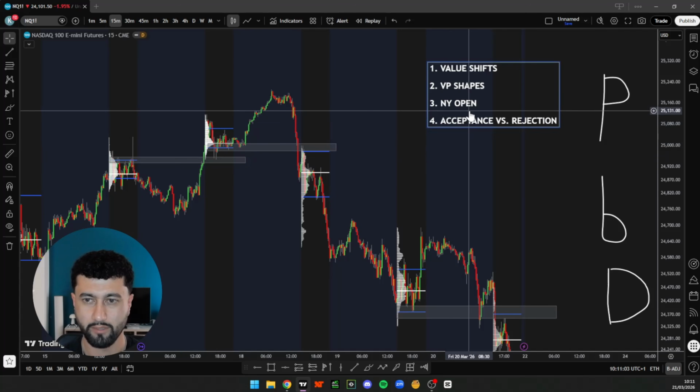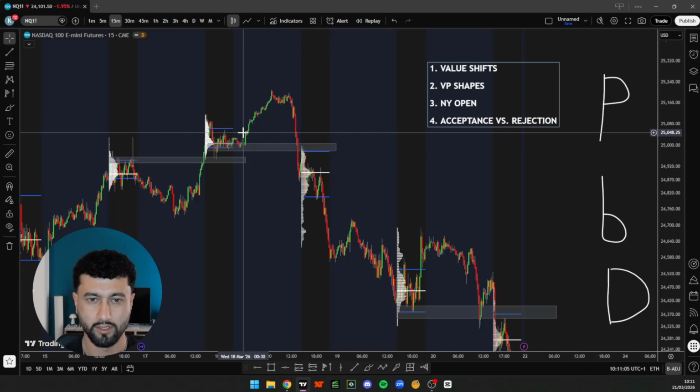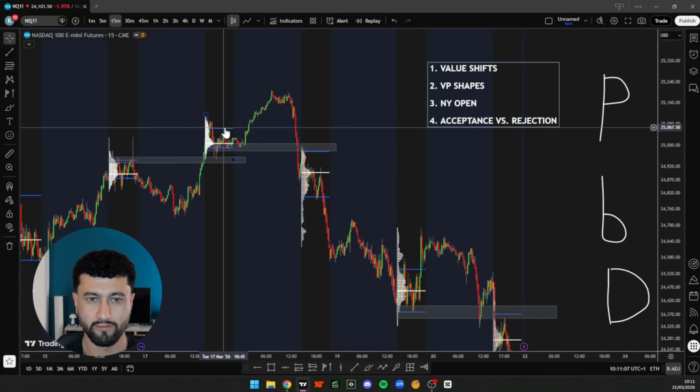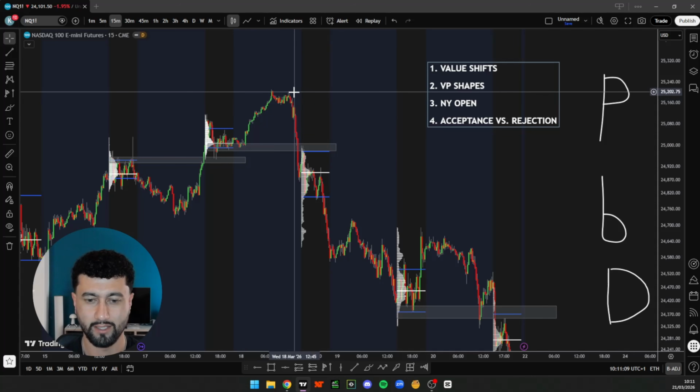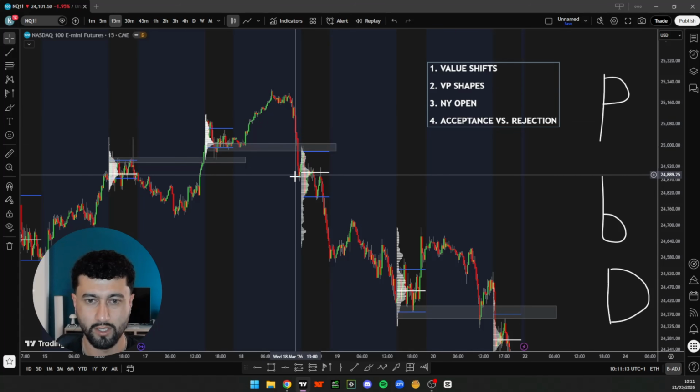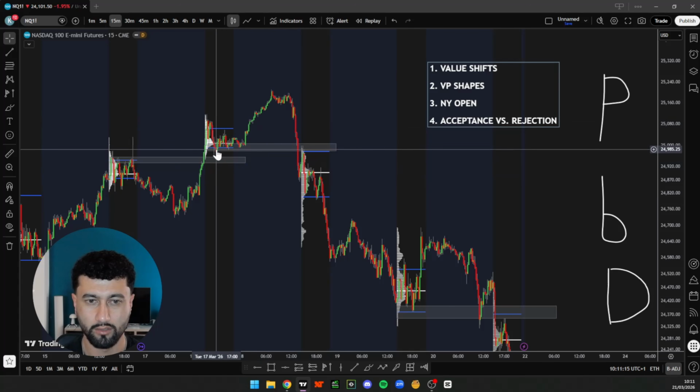Again, looking at point number 3, where does the New York open? You can see the overnight session went way above the value area high. And then again, in the last hour or two of the overnight session, price had a massive drop and New York opened way below the value area low.